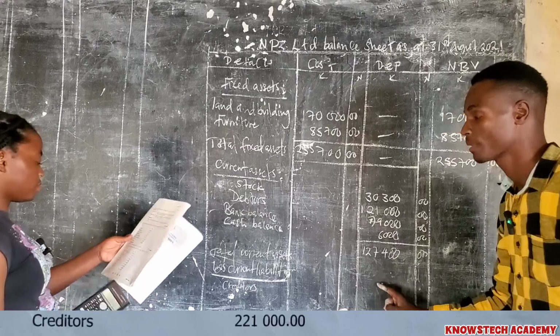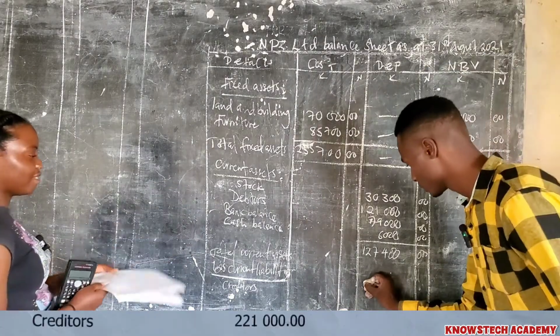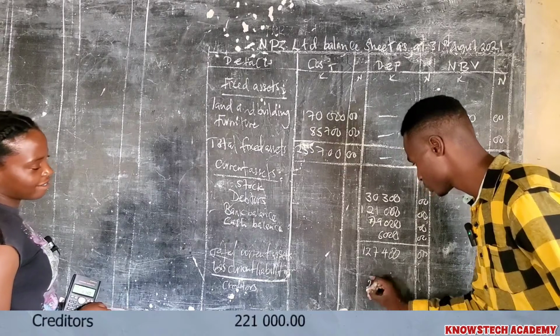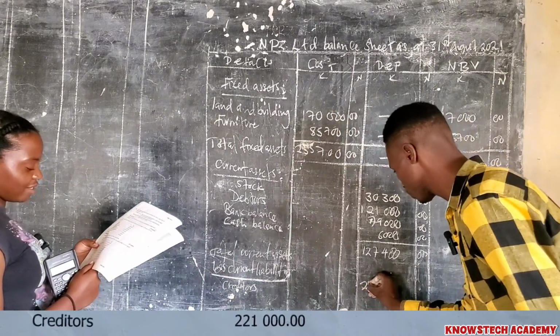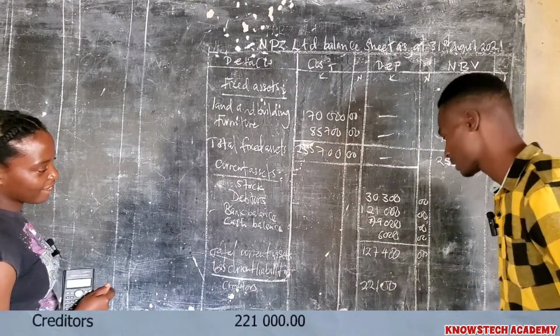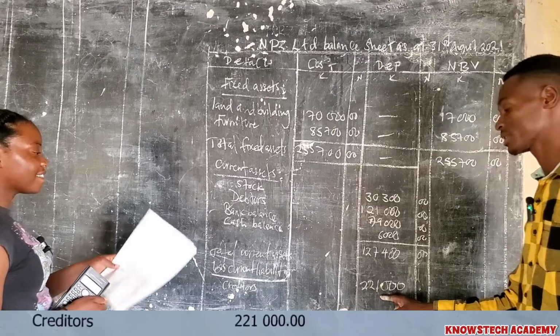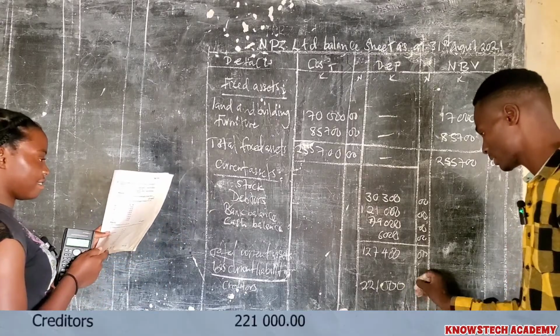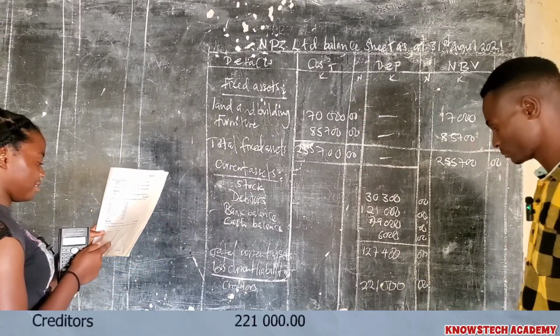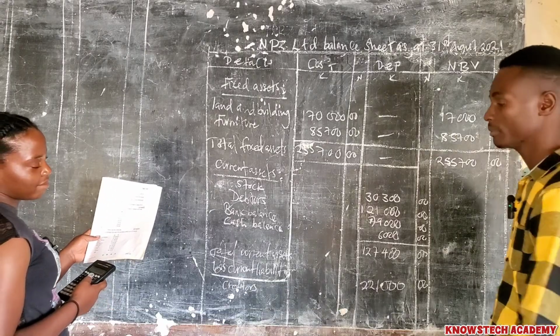How much are the creditors payables? 221,000. 22,100. Like this? And another zero. Yes. So 221,000? Yes. So, also, let me check.